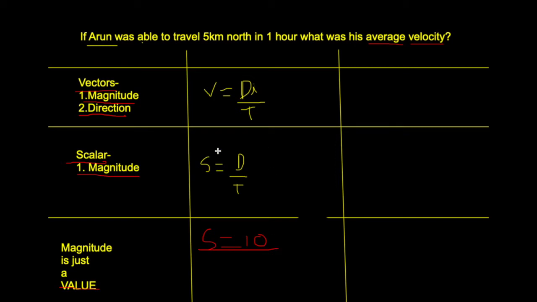But if I take the example of velocity, velocity is basically speed, but with direction. So let's say the velocity was 10 meters per second, but this would not complete our answer because we need to know the direction also. So we would say north. So we would say 10 kilometers in the north.